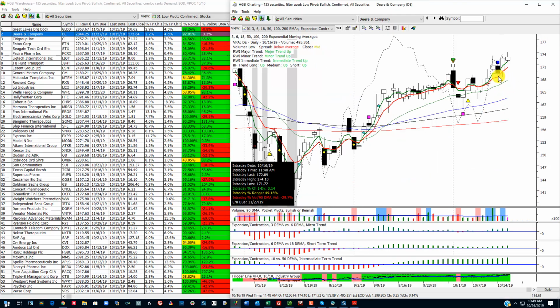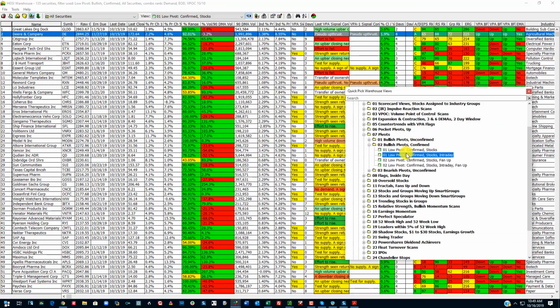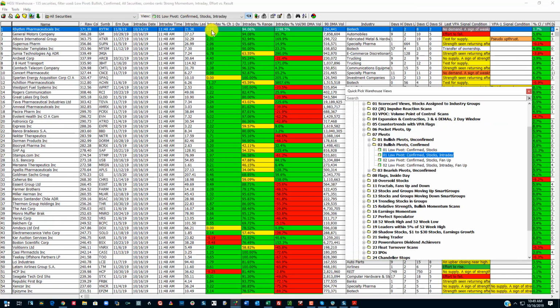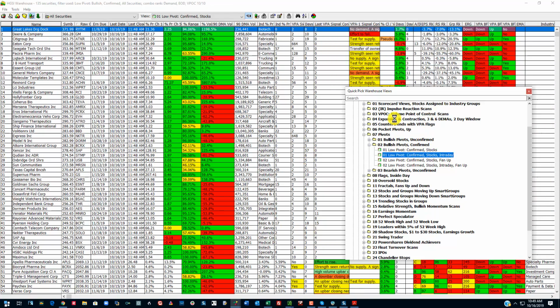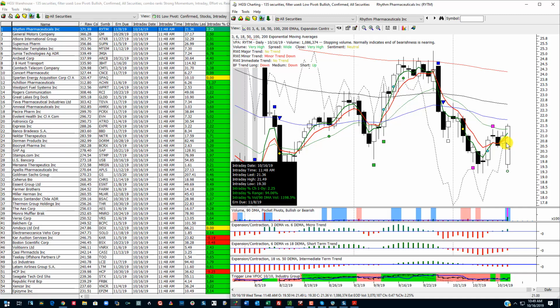How about Deere & Company? Here was the low pivot. It was confirmed yesterday, and it looks like it wants to go higher. Okay, now these are intraday. Same filter. Here's a stock that, here was the low pivot. The filter didn't work quite right on this one. It didn't take out the high, but it was close. There's stopping volume. It's certainly confirmed today.